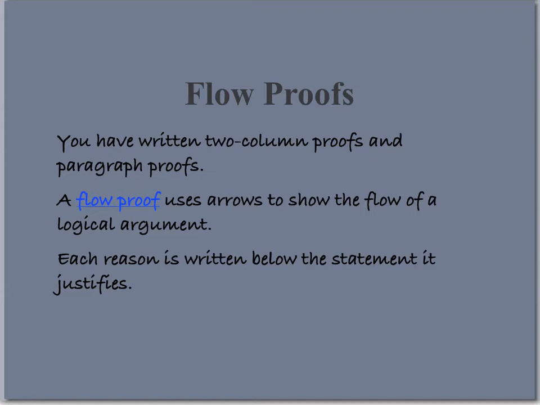Okay? If you've ever seen a flow chart, it has boxes and then arrows leading from one box to the next. This is something very simple. Okay? Each reason is written below the statement it justifies. Before, in the 2-column proof, we wrote the reason next to the statement. This time, we're going to write the reason below the statement. Okay? Let's take a look at an example.